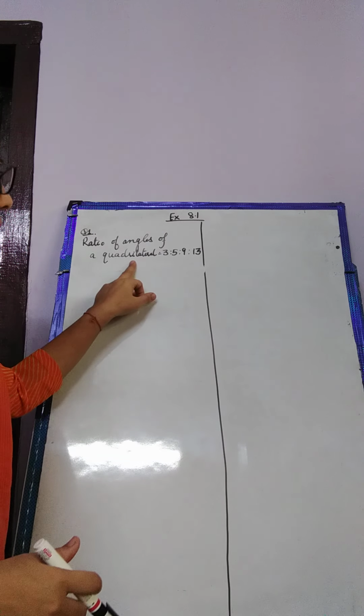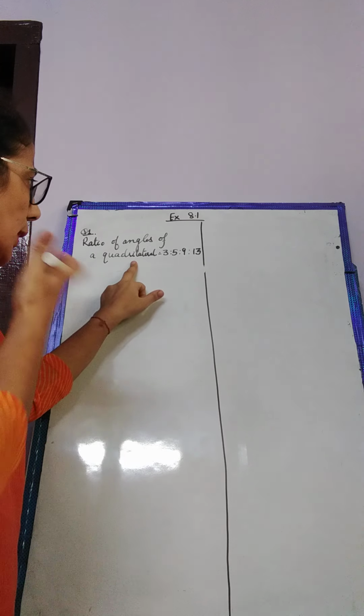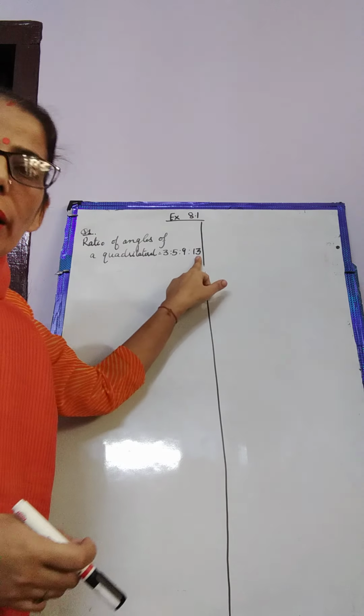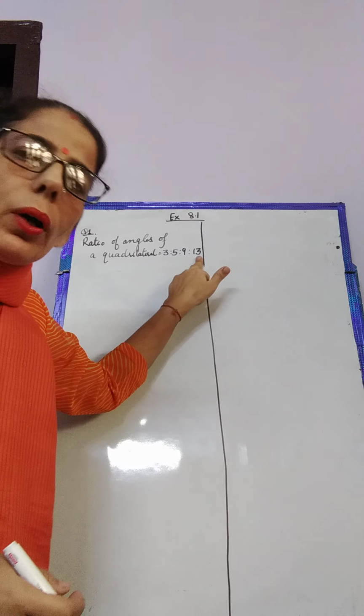Now we are going to start exercise 8.1 of class 9th mathematics. This is the question. The ratio of the angles of a quadrilateral is 3:5:9:13 and we have to find all the angles.